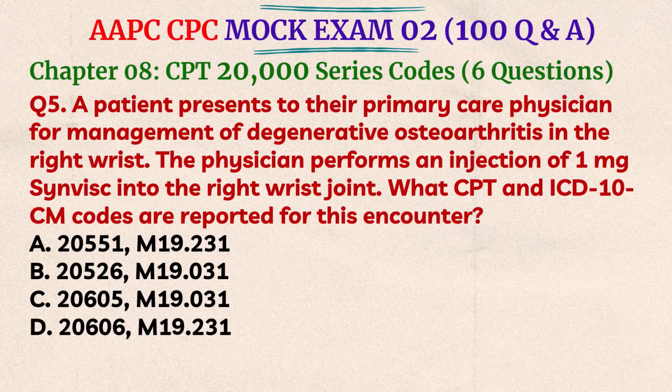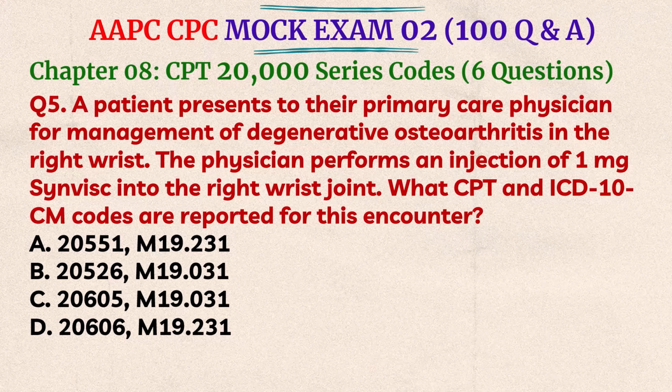Question number 5. In each CPT code series question, you may expect one ICD-10 code as well. So this question is of such type. Here, a patient presents to their primary care physician for management of degenerative osteoarthritis in the right wrist.